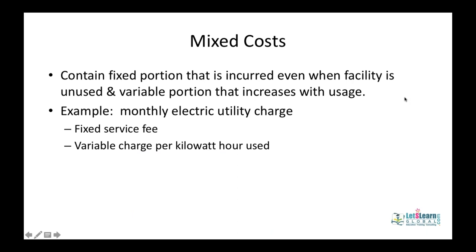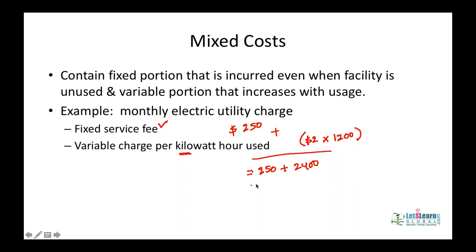There are some costs called mixed costs, which have a flavor of both fixed and variable. So to some extent, they are fixed. Usually utility charges are mixed costs. There may be a fixed service fee, say $250 per month, plus per kilowatt hour consumed, say $2 per kilowatt. In a month, we consumed 1,200 hours of electricity. So in this case, mixed cost is going to be $250 fixed amount plus variable cost of 2,400. It is going to be 2,650. This is called mixed cost. Mixed cost is the combination of both fixed and variable.